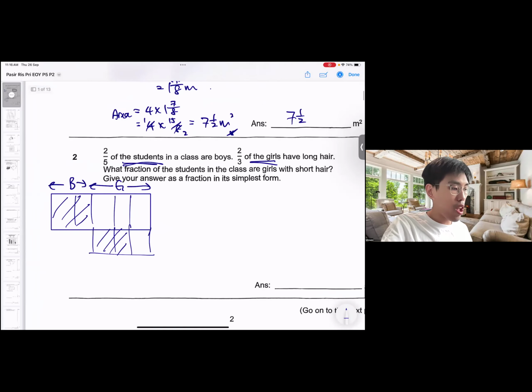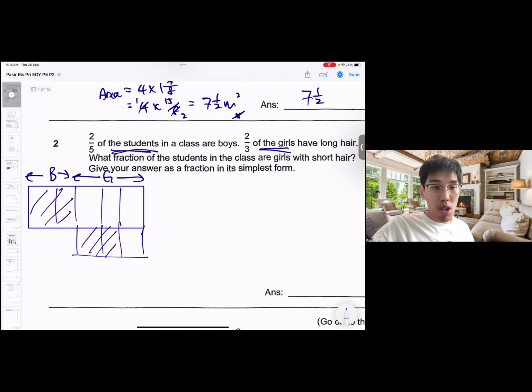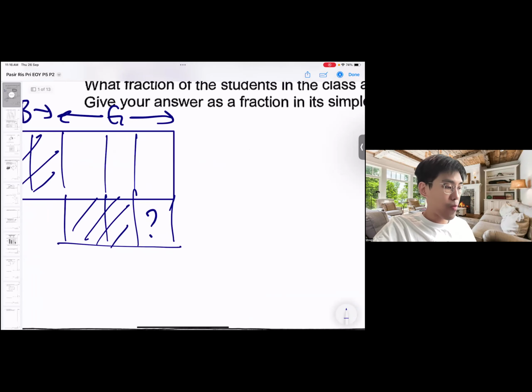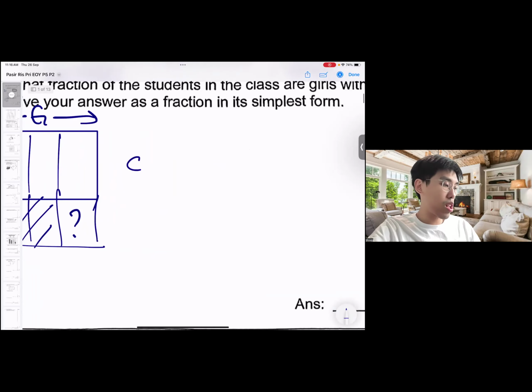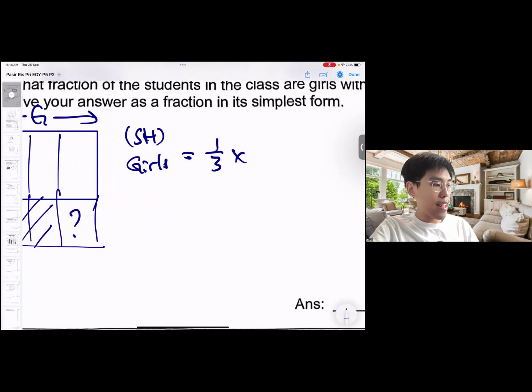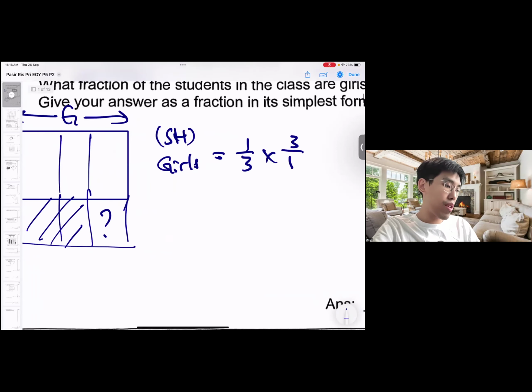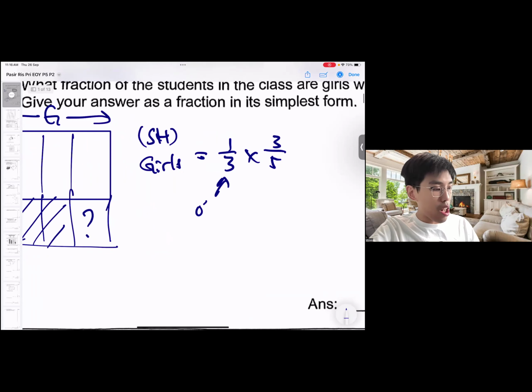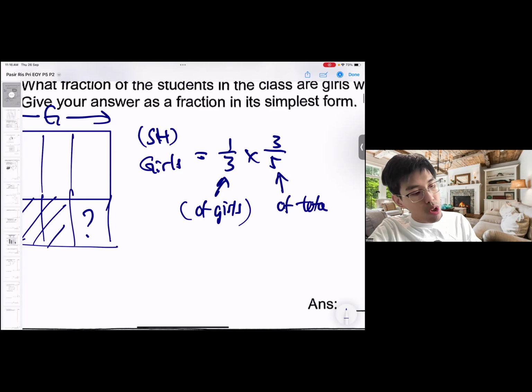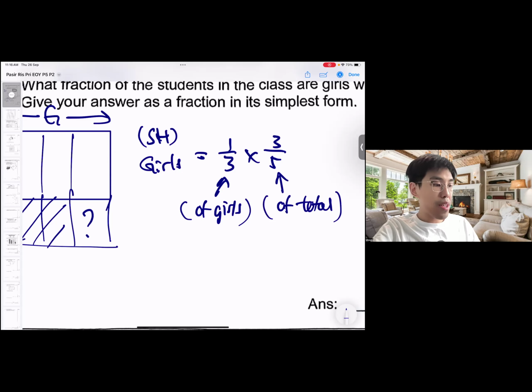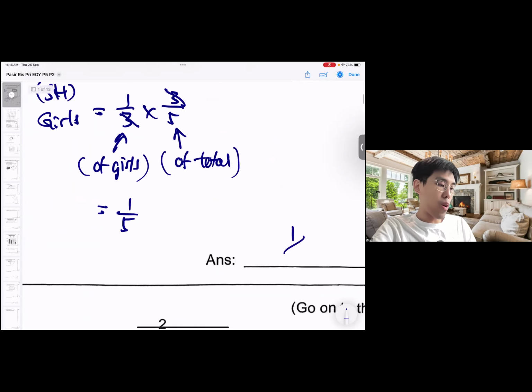So 2/3 of the girls have long hair. What fraction of students are girls with short hair, which is this one? Okay, so to standardize the working, how does it look like? So girls, short hair. I write here short hair is 1/3 of the girls, and then the girls is 3/5 of the total. So this is 1/3 of girls. This is of total. So from here we simplify like that. Answer 1/5.